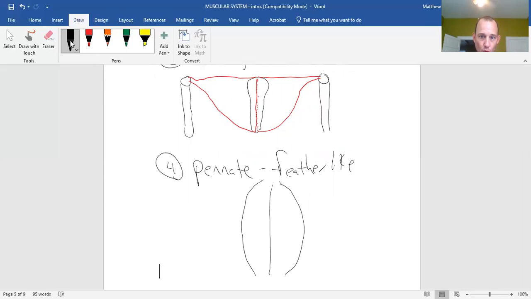So if that's the whole muscle, then all of the muscle bundles are running perpendicular to that surface, and hence it looks like a feather. They're really short, but they're powerful muscles. That's again why you find them in the leg. Built for strength and power.